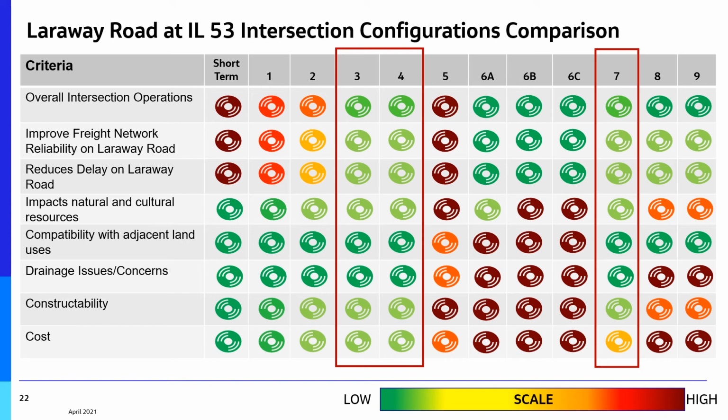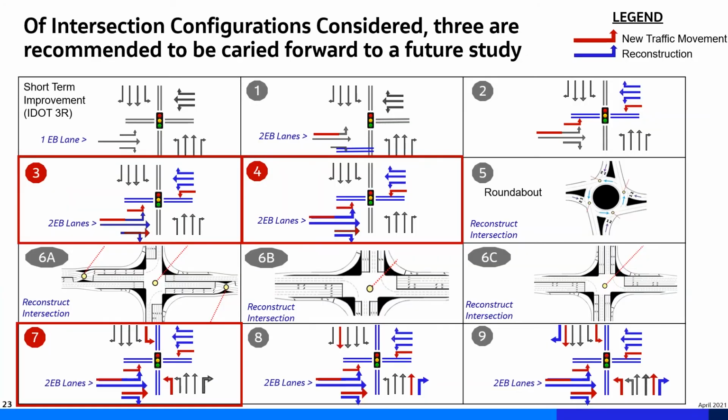Configuration 6A, 6B, and 6C, which were the innovative intersection treatments, would perform well. However, they require significantly more right-of-way than the other configurations and are overall much larger. The designs also change how drivers would access existing and future land use near the intersection. Configurations 8 and 9 included widening Route 53, which would also require extensive drainage improvements and potentially greater impacts to a highway on the National Register of Historic Places.